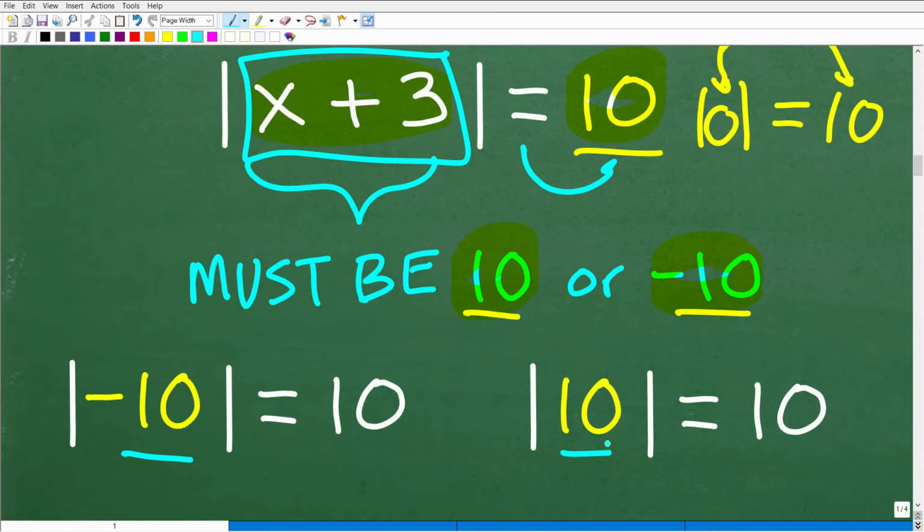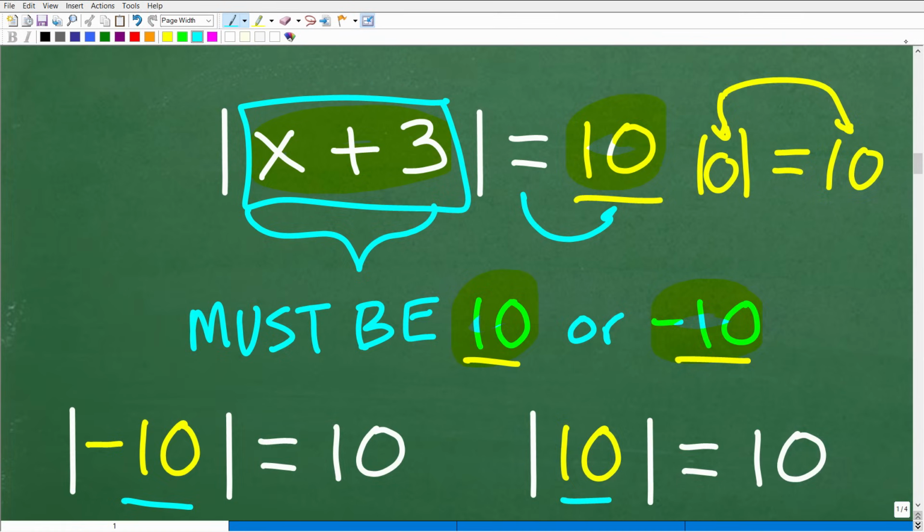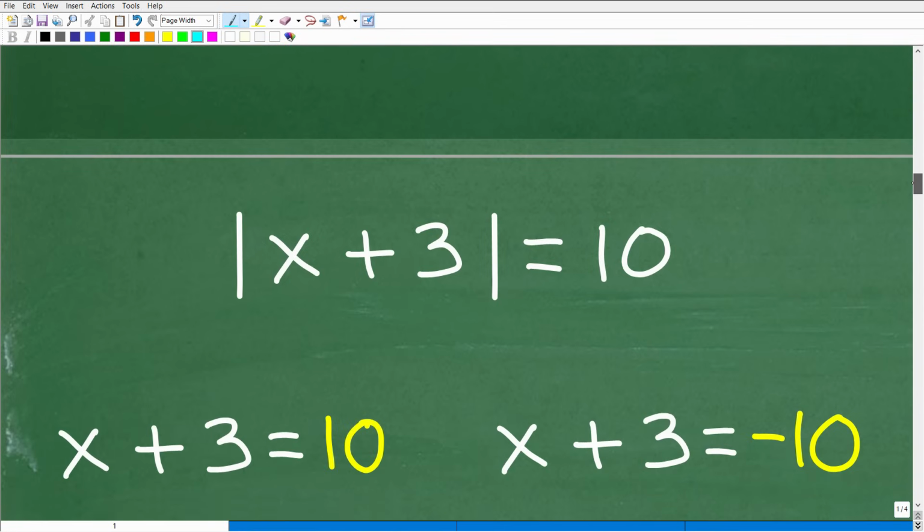Okay, so what you're going to do when you're solving an absolute value equation, and there are other types I'll show you here in a second after we finish this equation. There are definitely more complicated absolute value equations, but in this case, what we can do is take what's inside the absolute value function and set it equal to both the positive and negative of the value that we're looking to solve for. So x plus 3 in this case must be equal to 10 or negative 10.